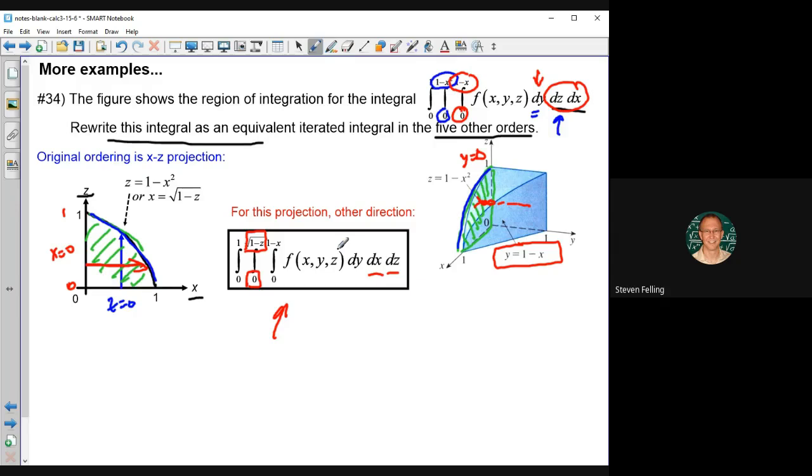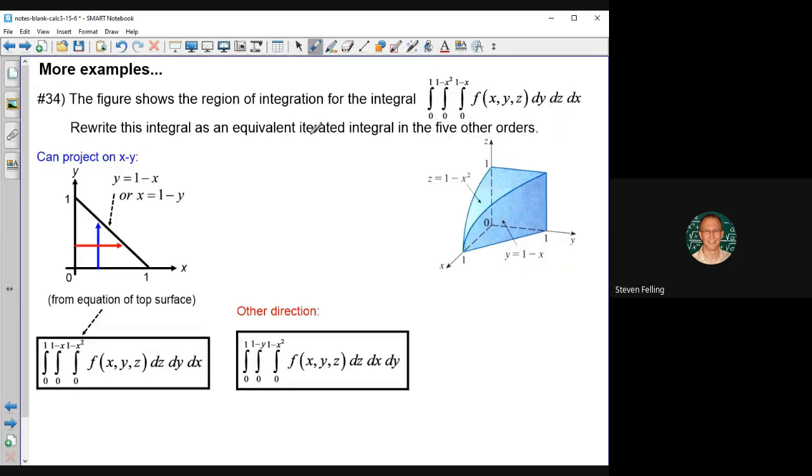Okay, so they asked us to rewrite the integral in all the other orders. So another order we could go would be to pick z first, okay? If we pick z first, that means we're projecting down onto the xy plane, shining down along the z direction, and that means that in the xy plane down here, the domain would look like that. It would be a rectangular area. And then we could decide between z and x which one to do first.